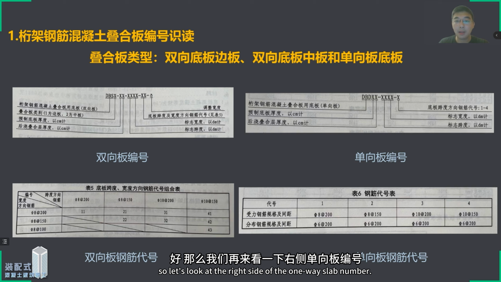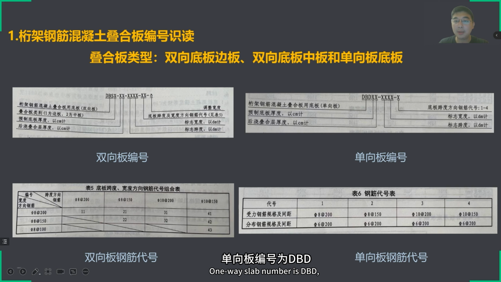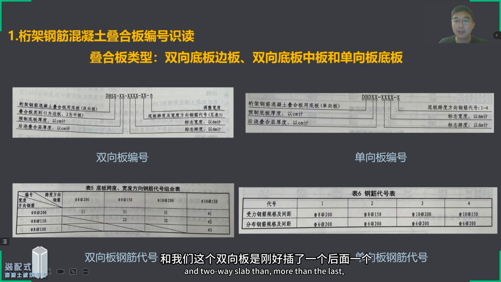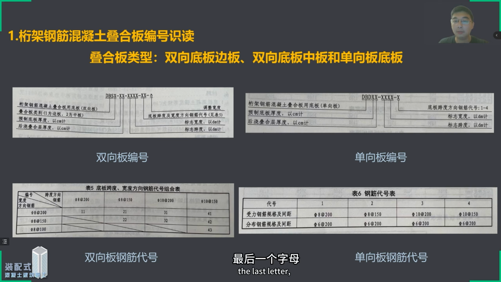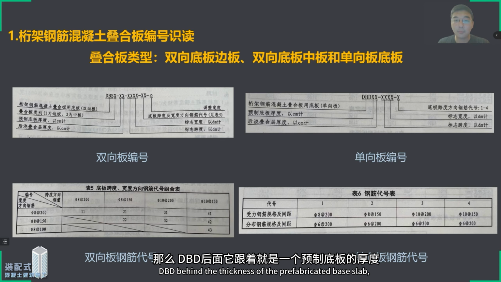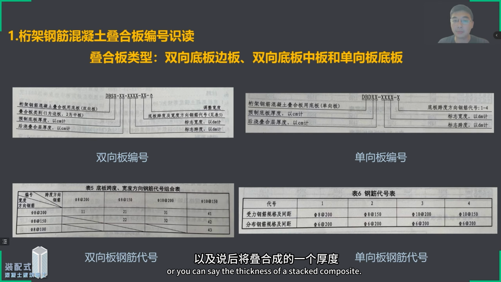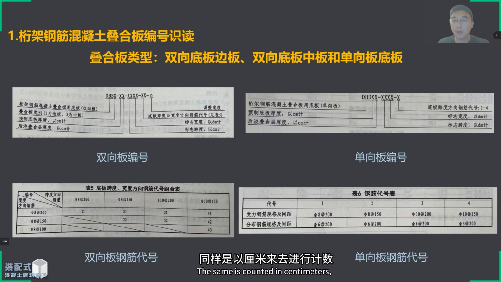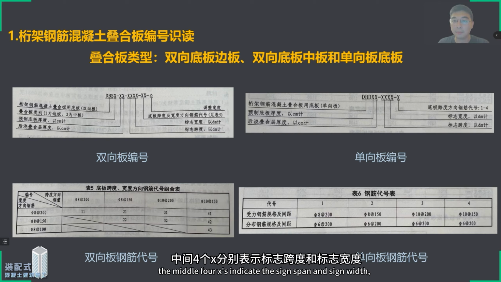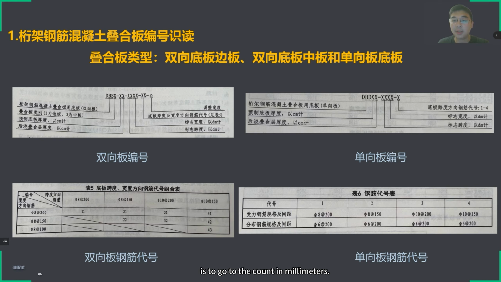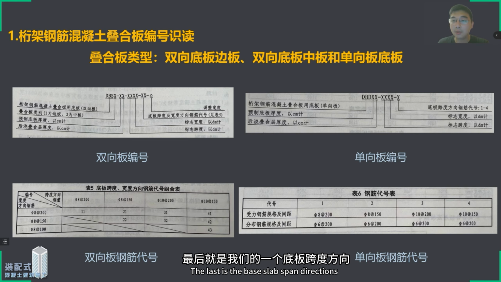So let's look at the one-way slab number on the right side. The one-way slab number is DBD, which is the same as the two-way slab but with a different last letter: the last letter indicates the one-way slab, taken from the initials of its spelling. Behind DBD is the thickness of the prefabricated base slab, or you can say the thickness of the laminated composite, also counted in centimeters. The middle 4 X's indicate the sign span and the sign width, counted in millimeters. The last is the base slab span direction.